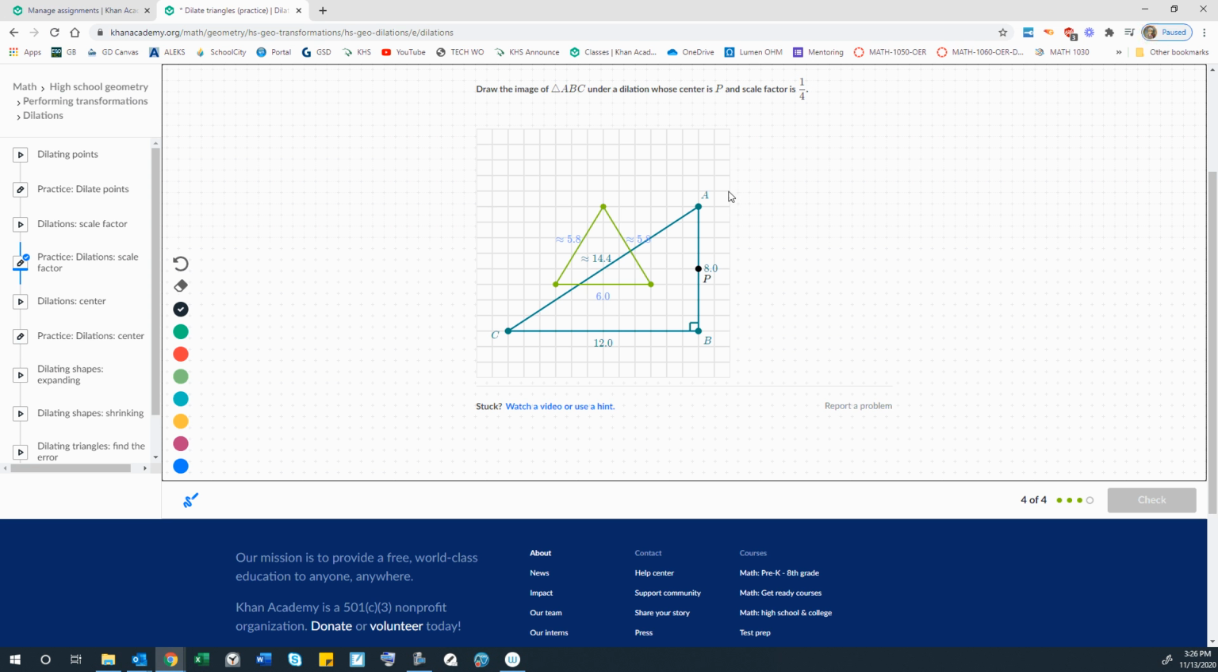Okay, so our scale factor is 1/4. So if you see the distance from A to P is 4, so 1/4 means I'm going to take that 4 and I'm going to divide by 4. 1/4 is the same thing as dividing by 4.